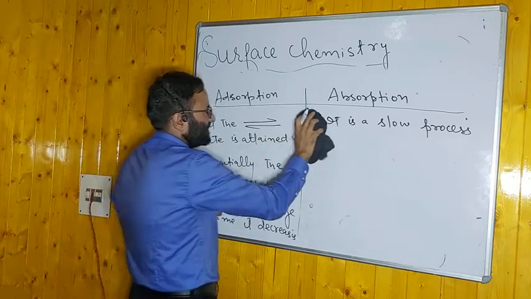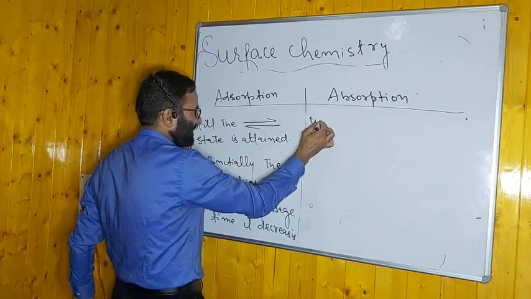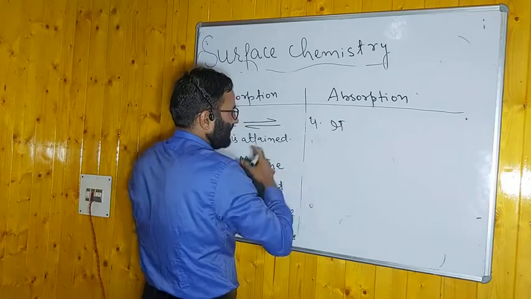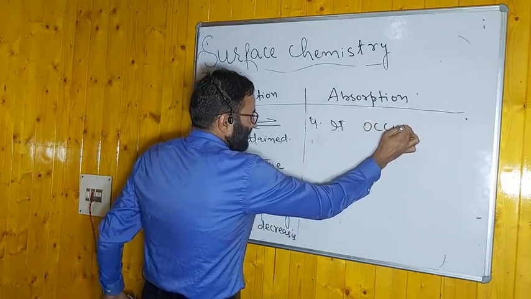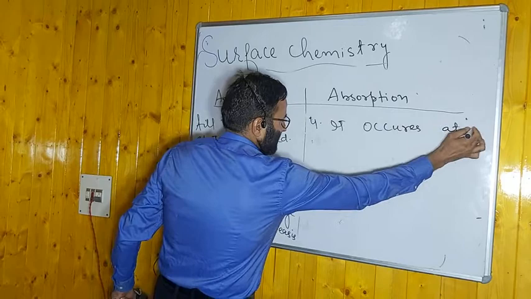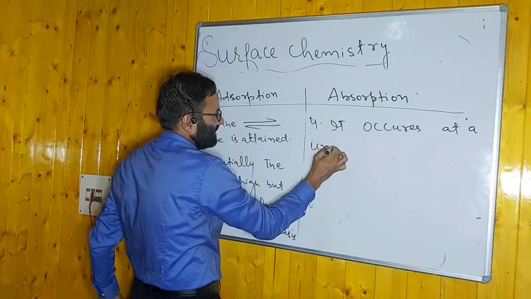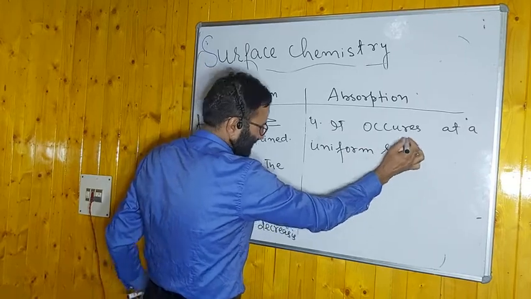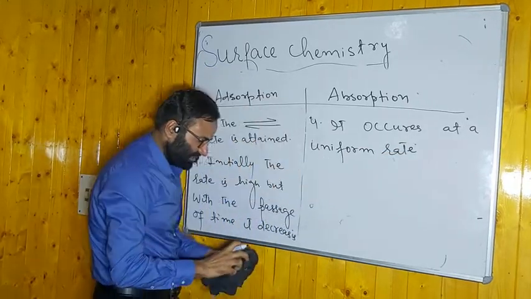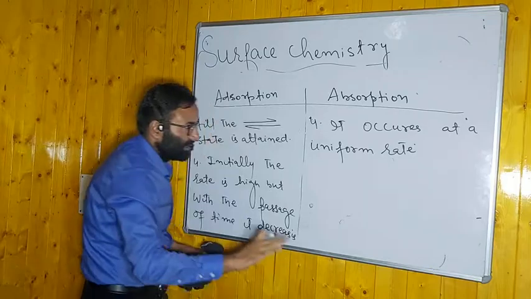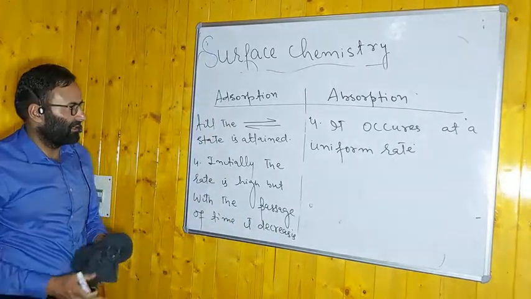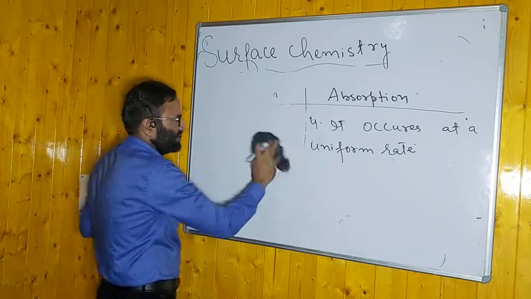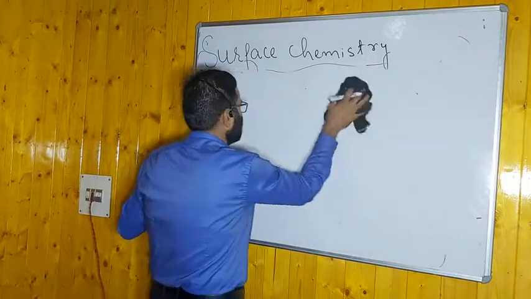What you have to mention here, it occurs at a uniform rate. Here the rate is uniform. You can mention that in case of absorption, the rate is uniform. It occurs at a uniform rate. Now I will tell the examples, mention certain examples where you will clear the adsorption and absorption.